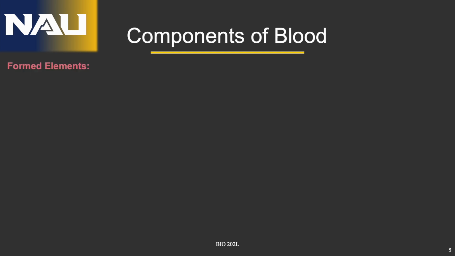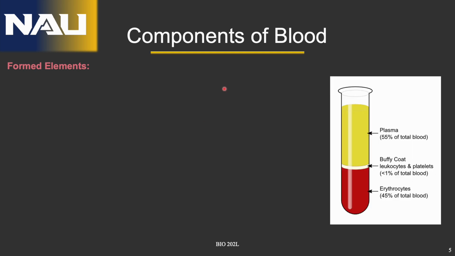Blood consists of two major components, formed elements and plasma. After centrifuging blood, it will separate into three distinct layers. On the top, there'll be plasma, then just below that, the buffy coat, and underneath that, erythrocytes. You can see plasma makes up about 55% of total blood volume. The buffy coat, which has leukocytes and platelets, makes up less than 1% of total blood volume. And erythrocytes make up 45% of total blood volume.